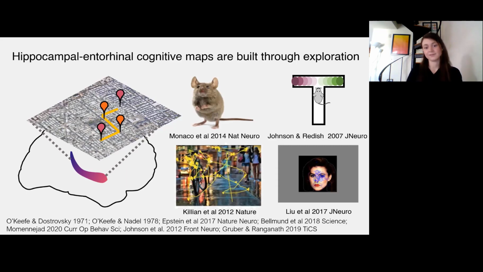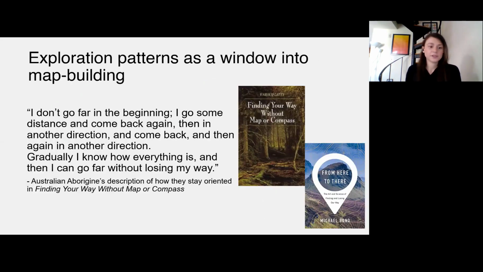What all of these things have in common is that we and animals have these spontaneous moments where we choose to explore our environments, whatever they might be. And so I really like this quote that links exploration patterns to map building, from an Australian Aborigine, from this book called Finding Your Way Without Map or Compass, where they say, "I don't go far in the beginning, I go some distance and come back again, then in another direction and come back, and then again in another direction. Gradually, I know how everything is, and then I can go far without losing my way."